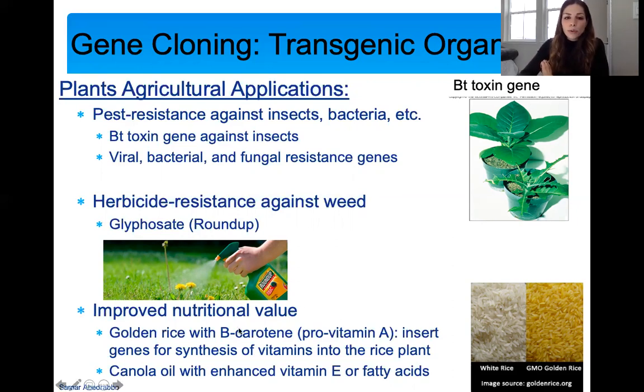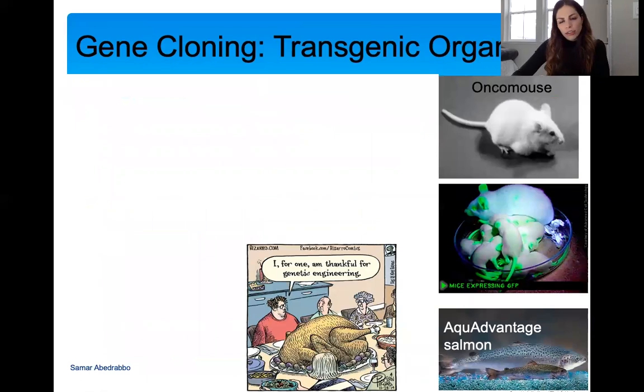And then improved nutritional value, you can make rice more nutritious, have more vitamins by inserting genes that create these vitamins. Canola oil with enhanced vitamin E or fatty acids, so get canola oil to create more vitamin E or fatty acids. Now, transgenic organisms.